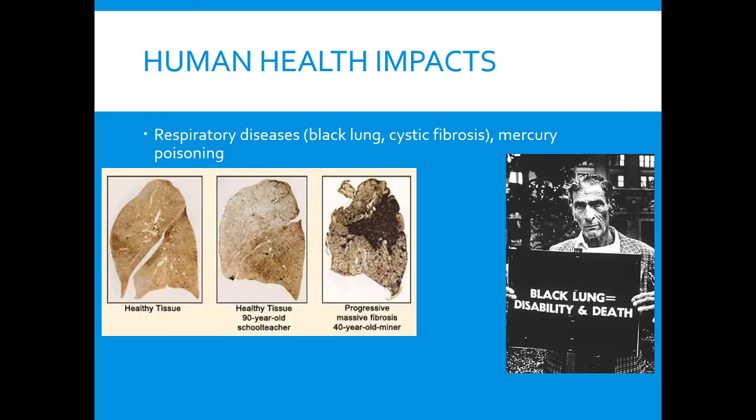There's also a loss of biodiversity through habitat destruction and degradation, and the roads that are built, which cause habitat fragmentation. Some of the human health impacts are respiratory diseases like black lung and cystic fibrosis, and mercury poisoning. You've probably heard of black lung. The idea of black lung is those particles being breathed in.